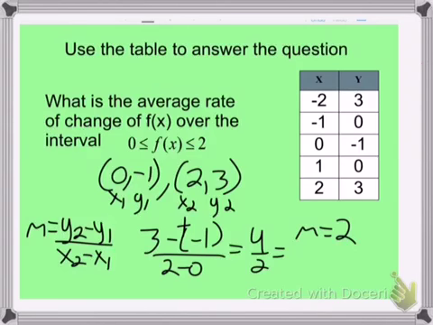What is the average rate of change? 0 to 2. The points are 0, negative 1, and 2, 3. So use our slope formula. 3 minus negative 1 is 4. 2 minus 0 is 2. M equals 2.